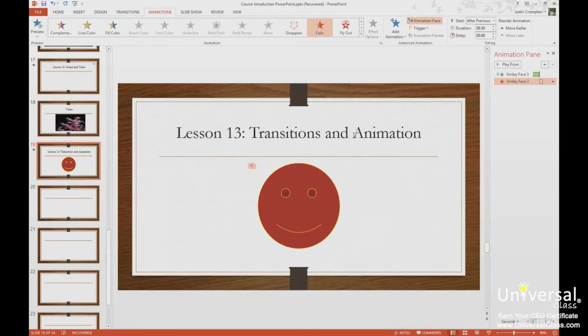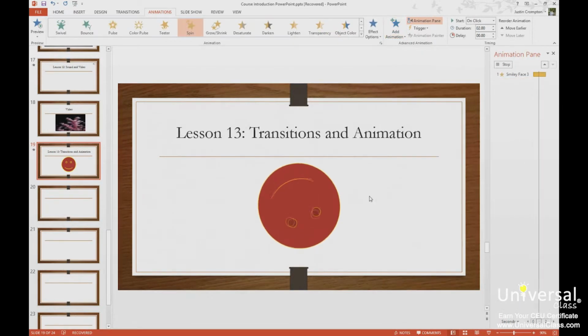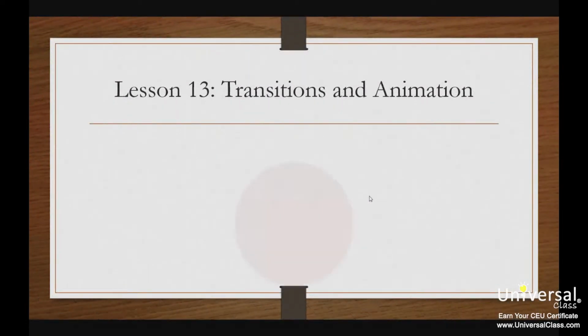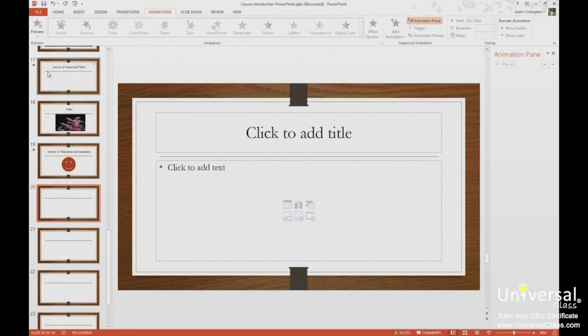Now let's add a third animation here. Let's add some emphasis to this. So we'll spin our smiley face. Now you'll notice, however, we have a small problem. We're going to enter our smiley face, exit our smiley face. Wait a minute, I can't. What happened? I can't spin my smiley face.